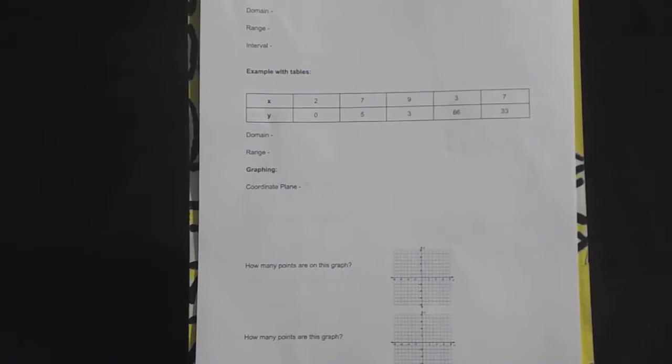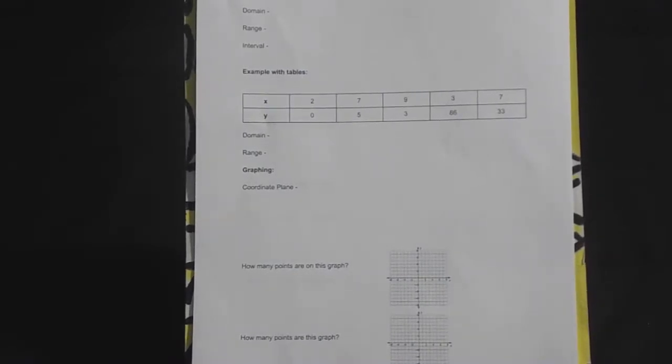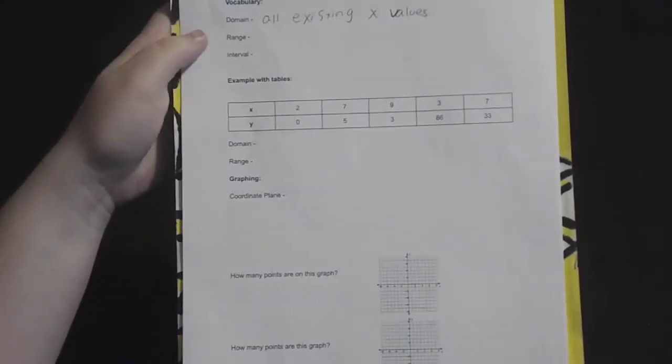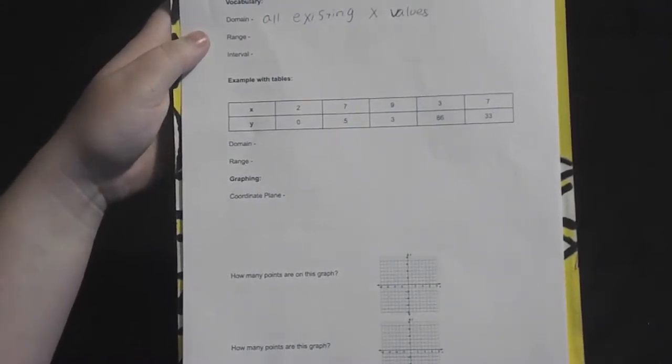So, I'm going to start with some vocabulary. The first word is domain. And domain is all of the existing x values. It's all existing x values. Therefore, range is all existing y values.